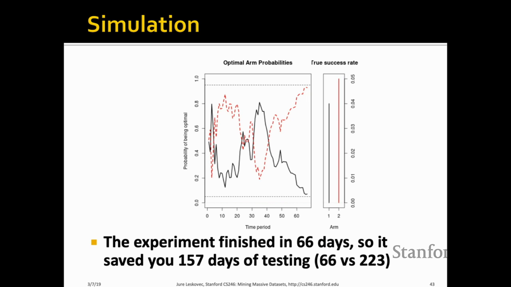And see, at the beginning, there are some fluctuations because the system takes some time to converge. And then eventually you see that the worst one, condition B, will slowly drop down, and our condition A will go all the way up to almost 95%. We stop the experiment when we hit 95%, when we hit our confidence level. The interesting thing here is that our experiment finished in just 66 days, and we saved roughly 150 days compared to the A-B testing experiment. So it makes things go much faster.